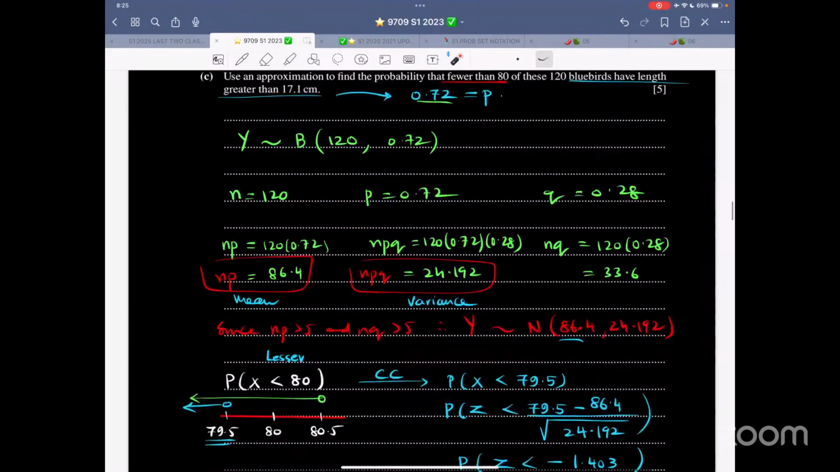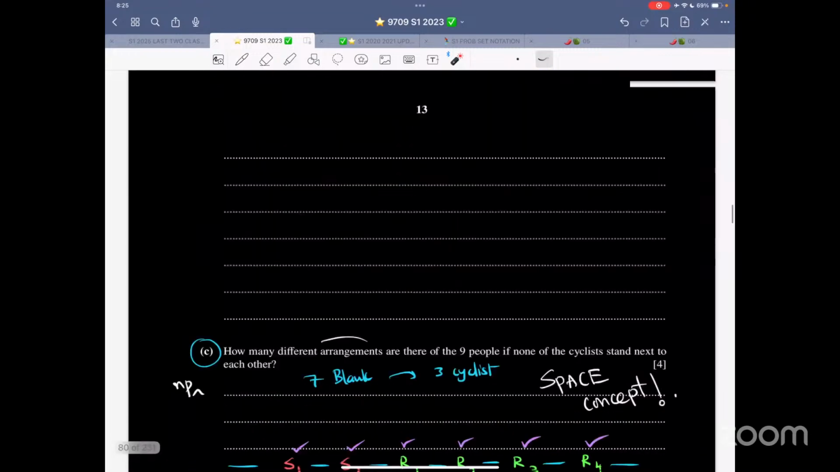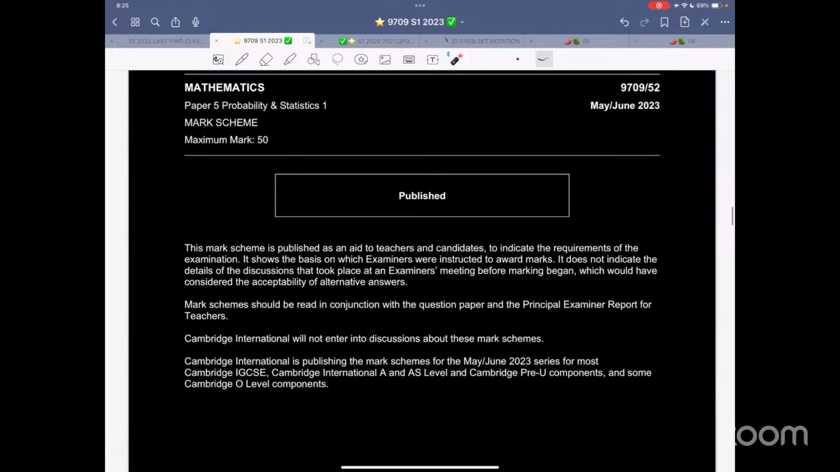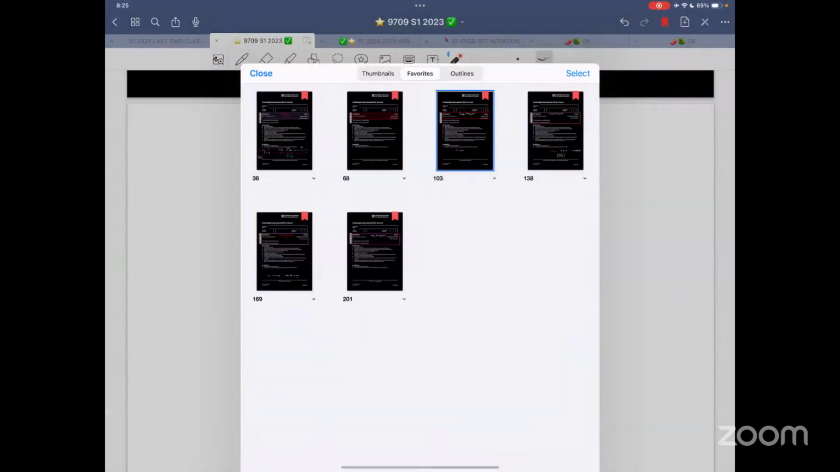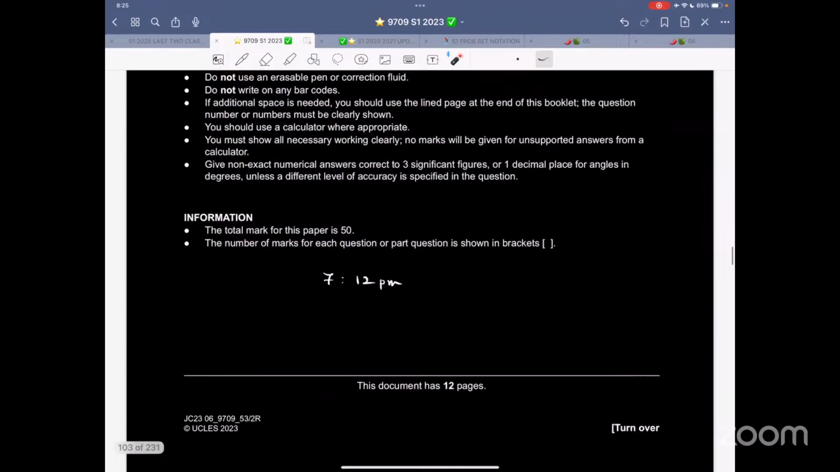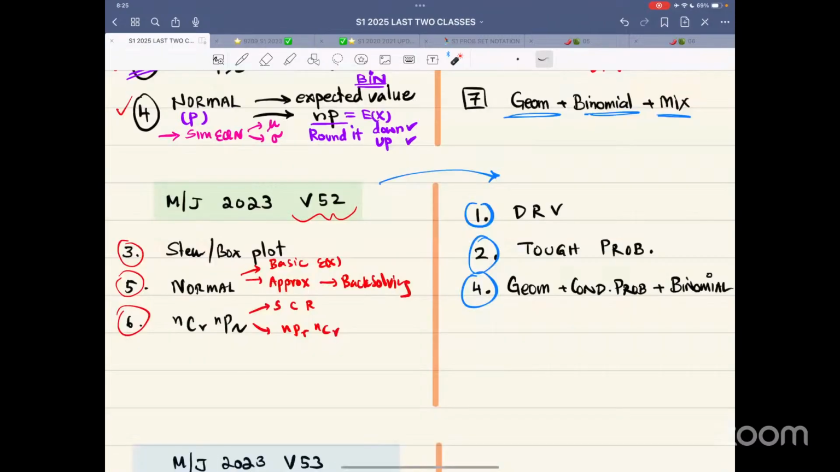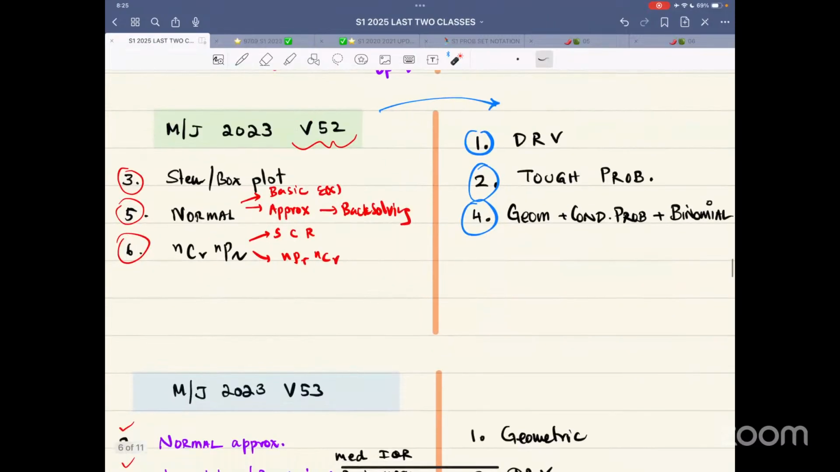Question 5 was done yesterday. Question 6 was done yesterday. And let me go to the next variant. That is 1, 2, 3. That is this one, 2023. So now let me go over here. So this tough problem was done. This was done, this was done, this was done.